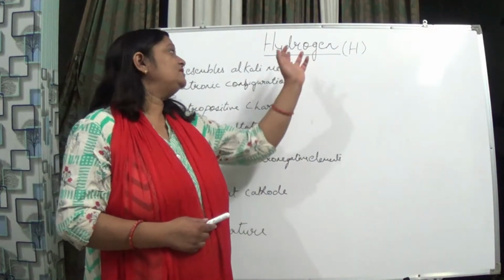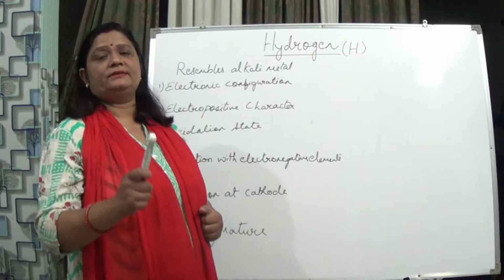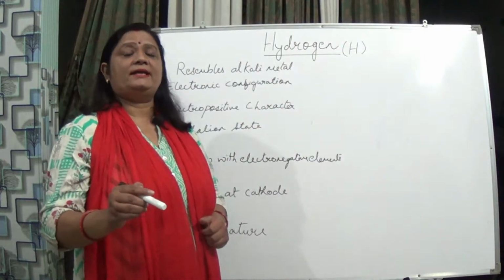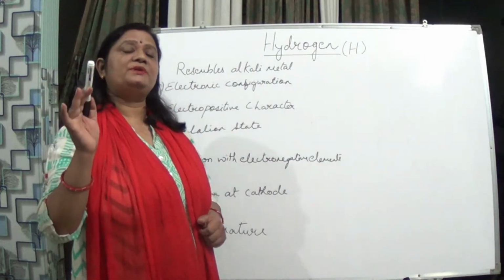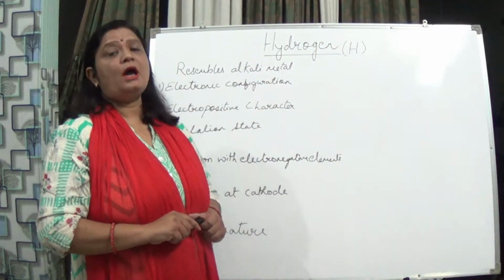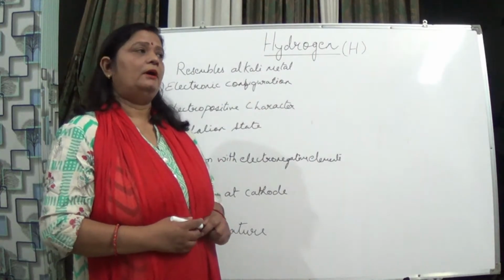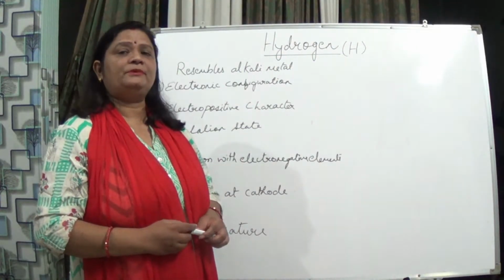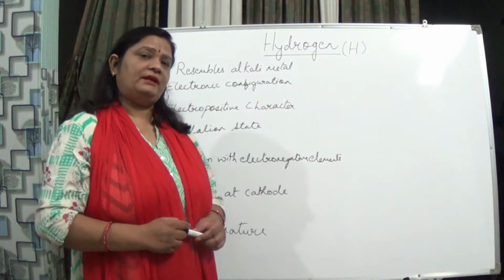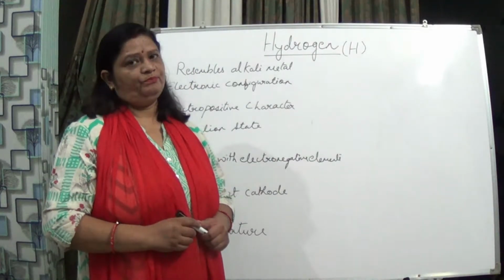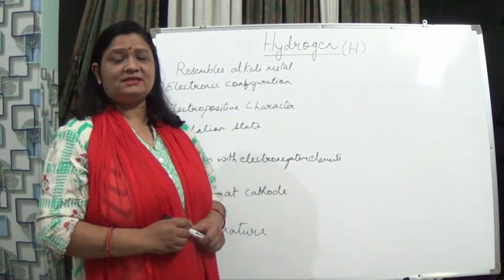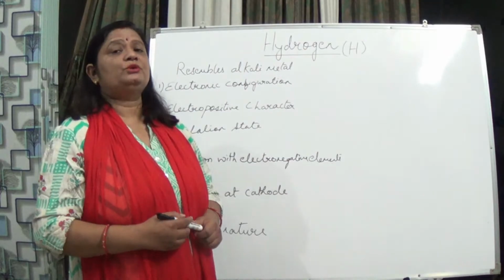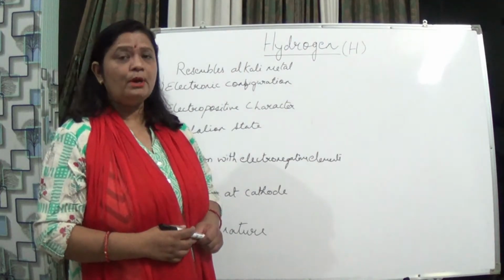Why? Because hydrogen resembles the alkali metals, which are present in group 1, as well as the halogens, which are present in group 17. There are a number of properties of hydrogen which suggest that it can be kept in group 1 and also in group 17. So there are a number of characteristics in which it resembles the alkali metals as well as the halogens. Those characteristic features we are going to study.